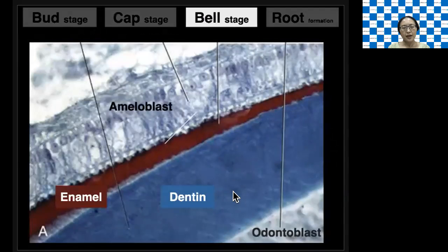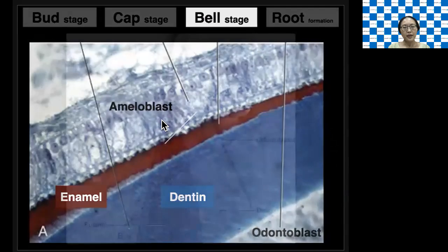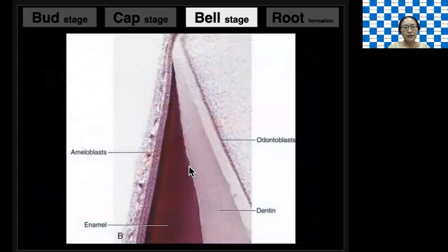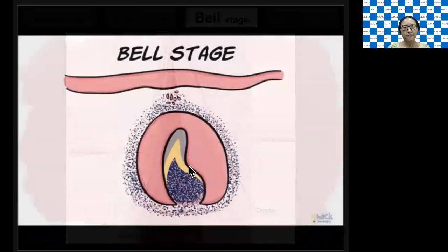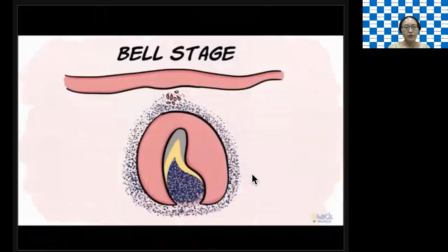This is the histology of the odontoblast, dentin, and enamel and ameloblast. This is another picture of the histology. Let's see a video to summarize what happened in the bell stage, the details of the events happening in the bell stage.